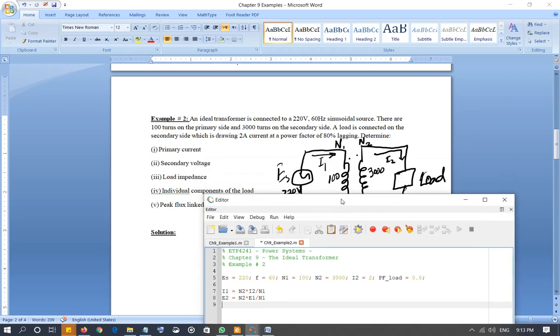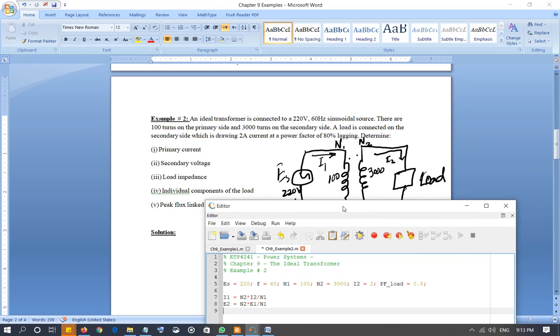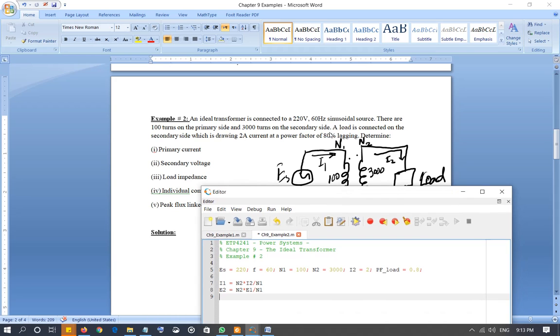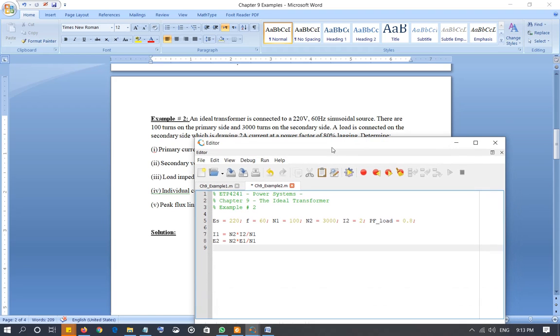Load impedance. Alright, we know that the magnitude of the load impedance is going to be the magnitude of E2 divided by I2, and the phase of the load impedance, of course we know the power factor, so the phase of the load impedance will be cosine inverse of 0.8. So we can write down the load impedance. Let's say Z load equals magnitude, which is E2 divided by I2.